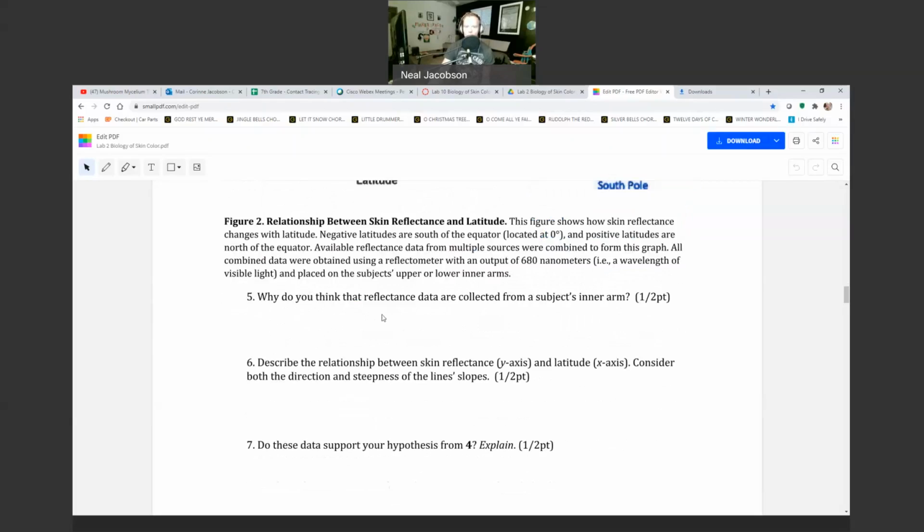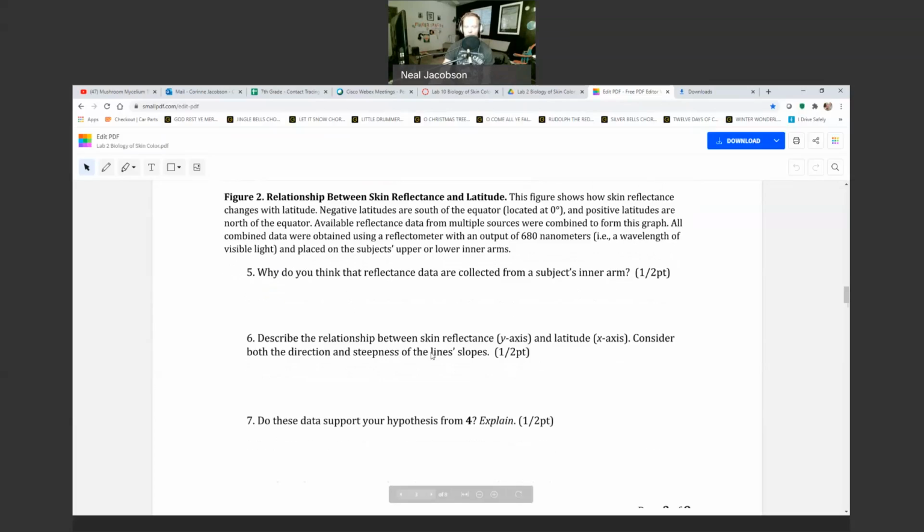All right. And so why is it from the subject's inner arm? Well, it's the one proper place where the sun doesn't shine. That's not awkward. So they take it from there, and so that way they're getting just sort of the genetic expression of melanin on that particular part of the body.